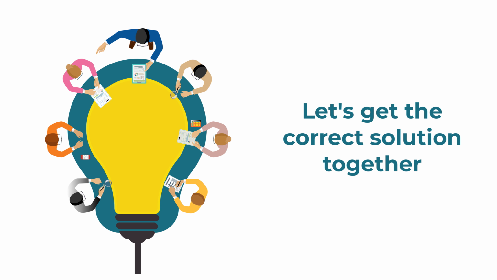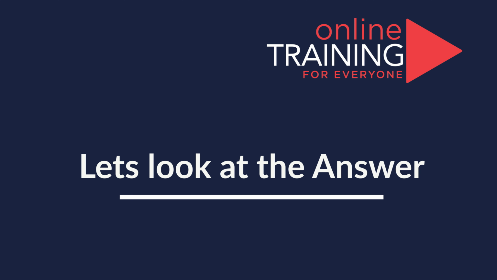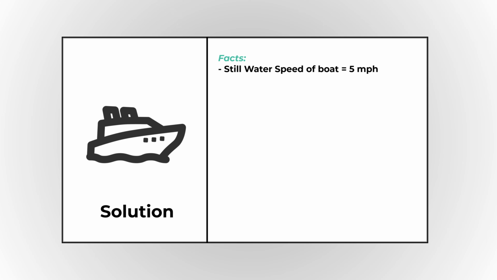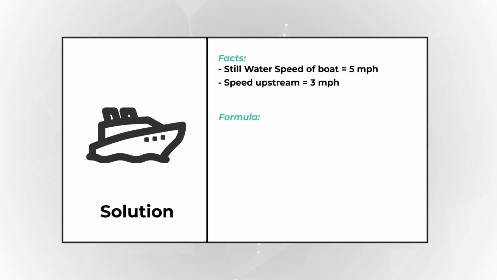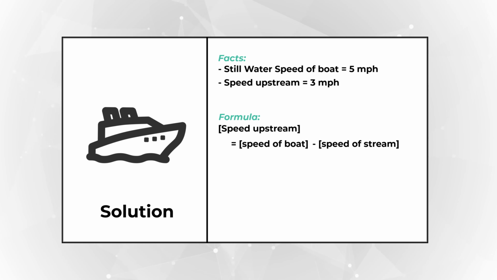Are you ready? Let's move forward and get to the correct solution together. To solve these types of challenges, let's first look at the facts. The main 2 facts are that the still water speed of the boat is 5 miles per hour, and the speed of the upstream is 3 miles per hour. The main formula to do the calculations is that the speed of the upstream equals speed of the boat minus speed of the stream. So we can build the equation.